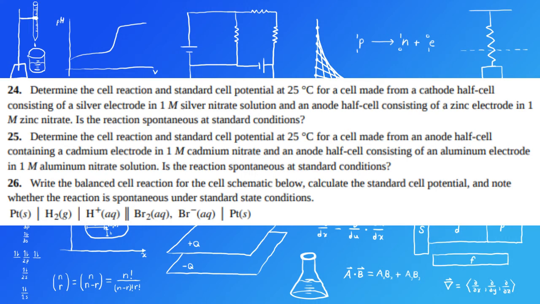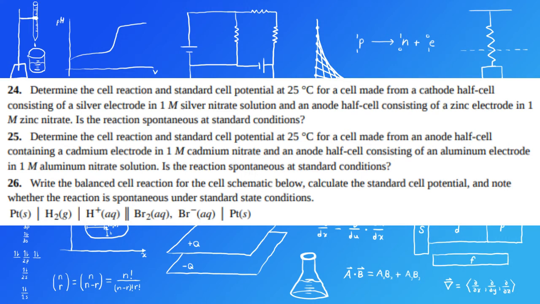So basically the same as what we just did, except they didn't write the equations for us. In this case, they don't have to, because silver and zinc have only two possible oxidation states: 0 and positive 1 for silver, and 0 and positive 2 for zinc. But outside of that, it's basically the same as the problem we just did.